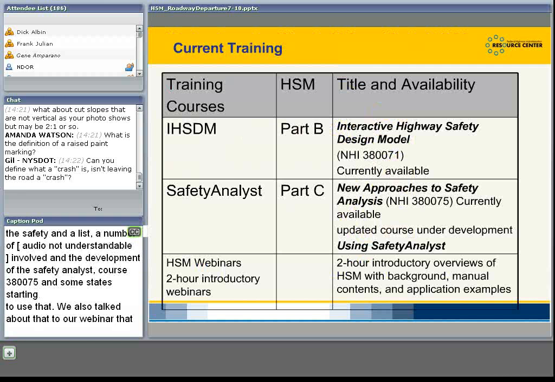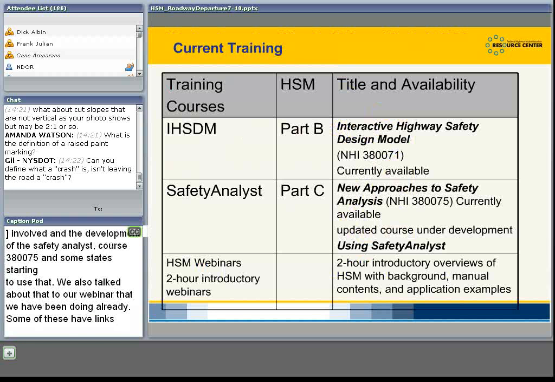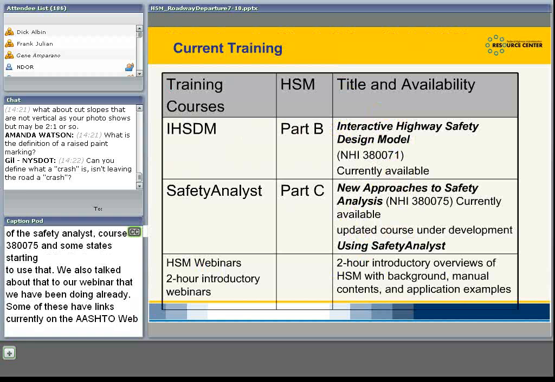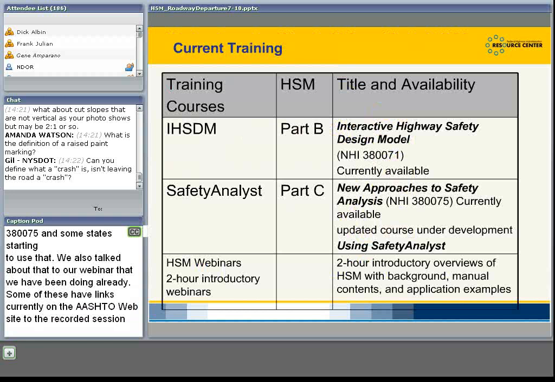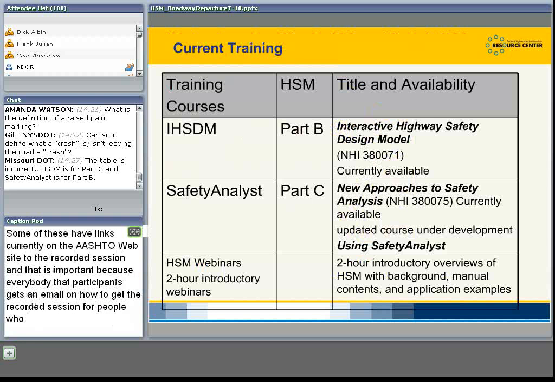And also SafetyAnalyst. There have been a number of states involved with the development of SafetyAnalyst, and there's a training course out there available, NHI course 380075. There are a number of states that are starting to actually use that and getting into the early stages of it as well.